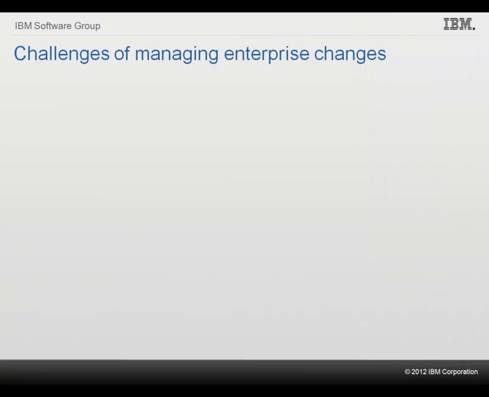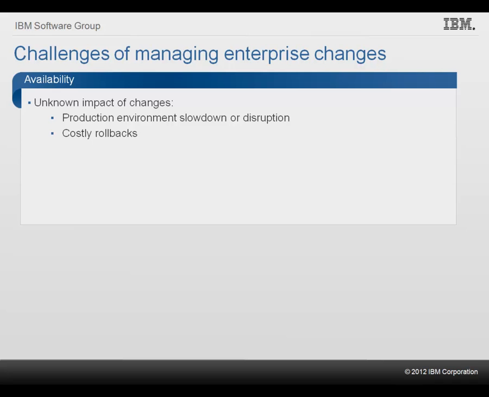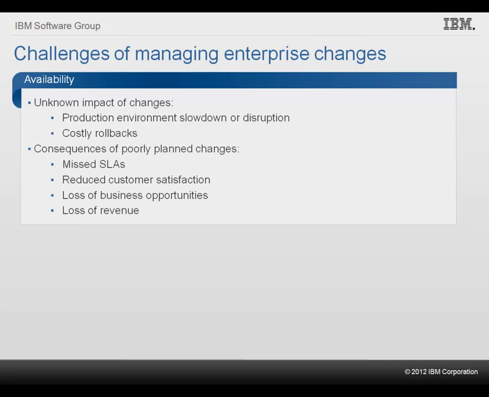When organizations introduce enterprise changes to their database systems, it is hard to know how they will impact business applications. Consequently, before making changes to a production environment, they need to test the changes carefully to ensure that no service disruption or performance degradation is introduced. Issues like these might result in costly rollbacks to restore service. Even worse, it might cause them to miss customer service level agreements, negatively impact customer satisfaction, and lead to loss of business opportunities or revenue.